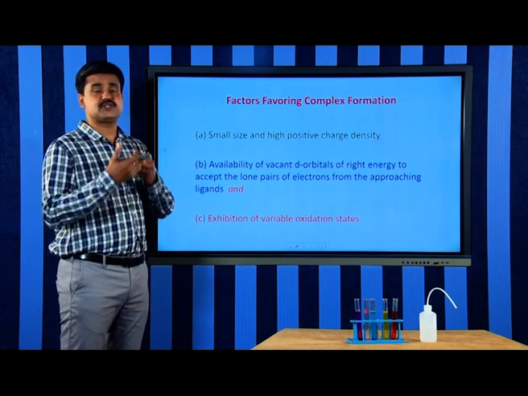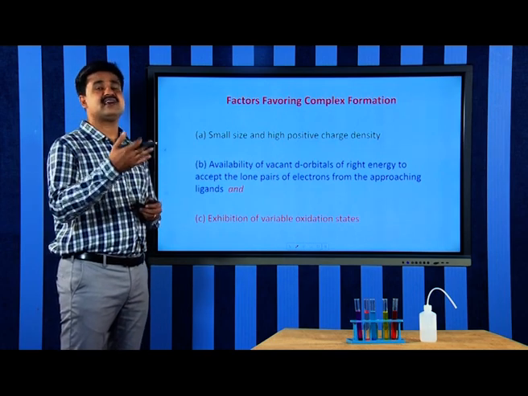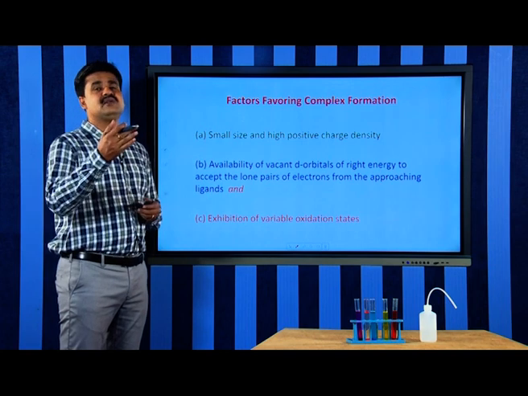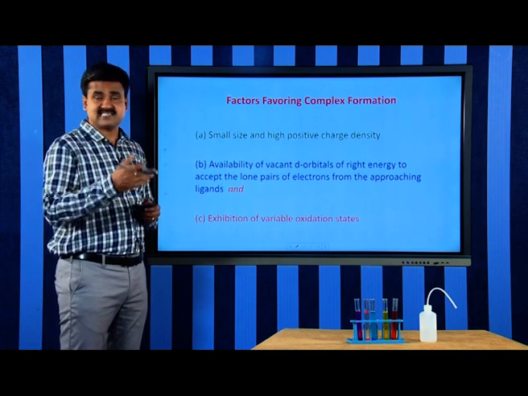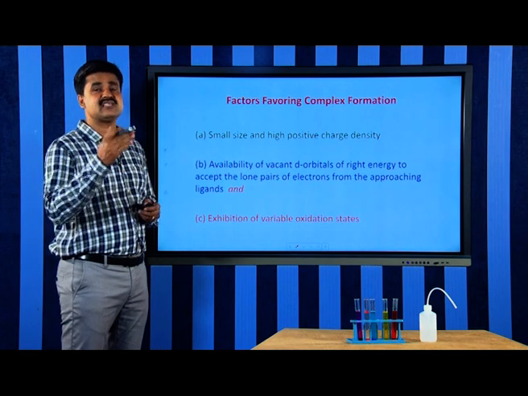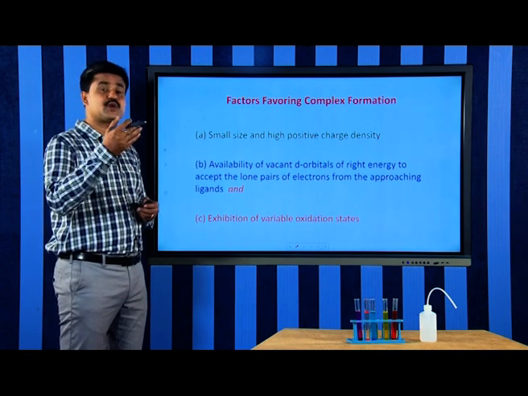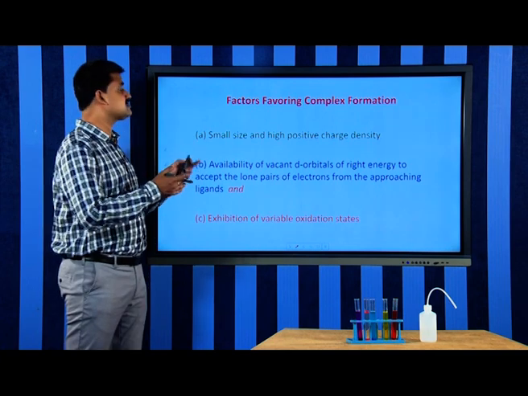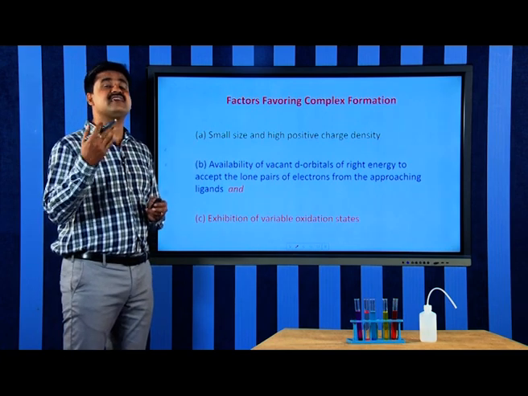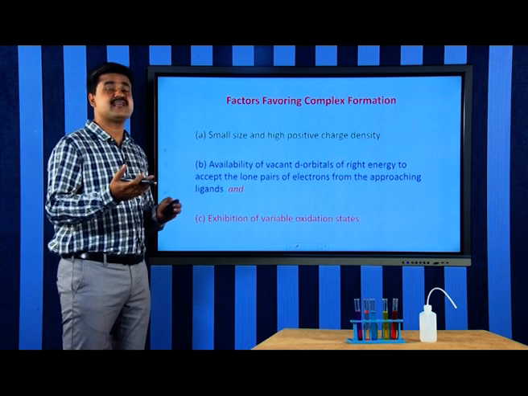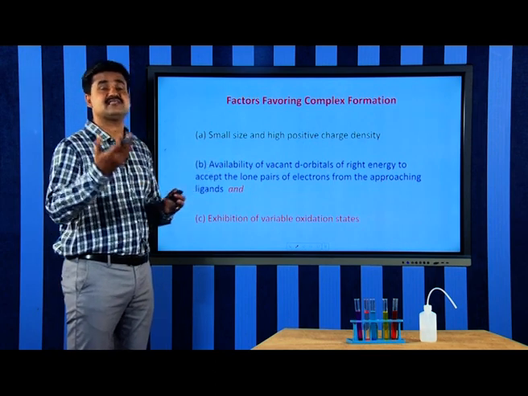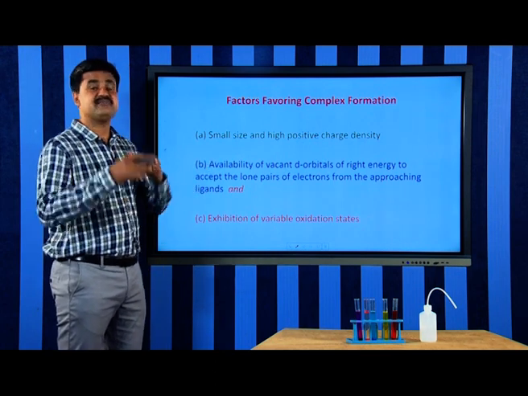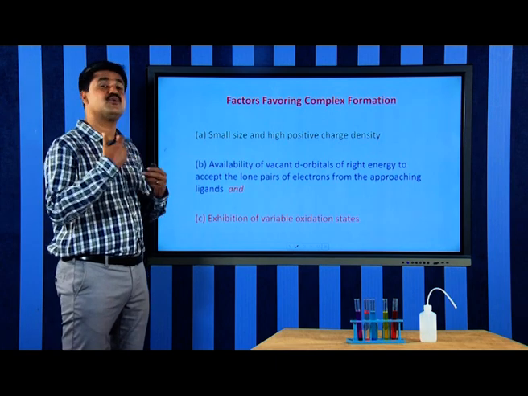There is coordinate bond formation between the ligand and the central metal. So, the central metal must accept a pair of electrons given by the ligand. To accommodate that electron pair, there must be a vacant orbital. In the case of the d block elements, there are vacant d orbitals, and these vacant d orbitals can easily accommodate the electrons donated by the ligand, which makes the complex formation easier.